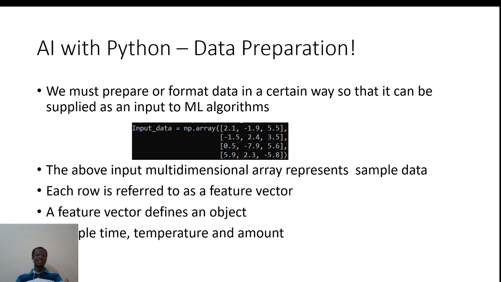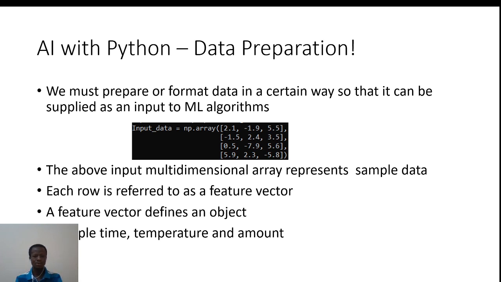So practically, if you want to use AI with Python, then you need to prepare the data. For example, what we are looking at here is a data set that has been arranged in the form of an array, a multi-dimensional array, like a matrix form. In this you can see how values are representing attributes, if you like, or what we call a feature vector. Every row in there is called a feature vector.